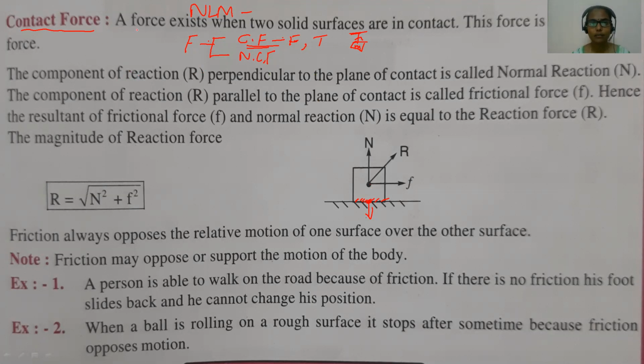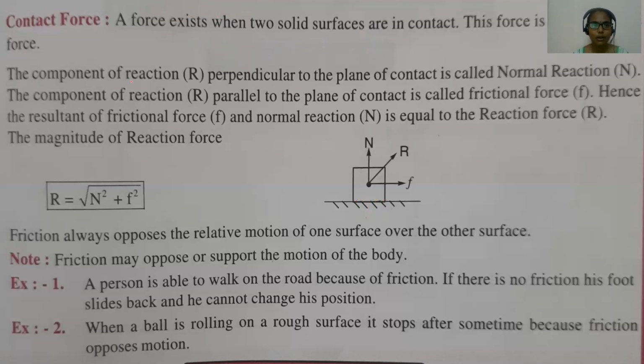So let us see here. A force exists when two solid surfaces are in contact. See, when two solid surfaces are in contact, a force exists, and this force is called a contact force. Understood children? What is contact force? The contact force arises when two surfaces are in contact. That is, the surfaces must be solid. That time you can call it a contact.